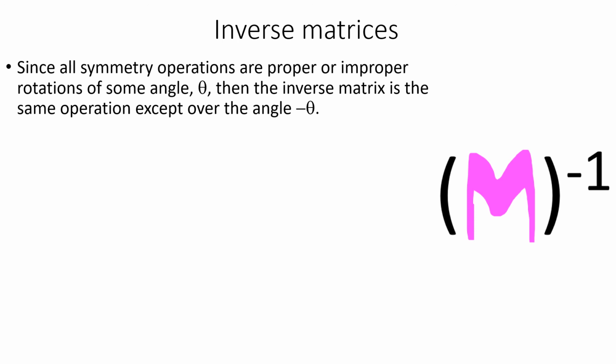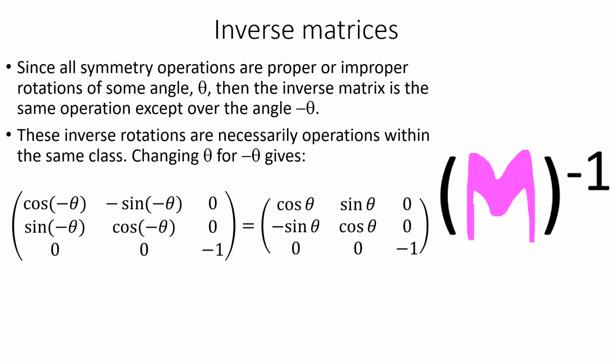And so if you think of every single kind of operation as some kind of rotation by angle theta, then it follows that the inverse matrix would be the same thing except over an angle minus theta. Clearly minus theta will just undo theta. And so clearly if you're going to do an inverse operation, it's going to be in the same class, the same type of operation, just the angle will change. And so what we see here is we've got a general improper rotation, and what we've done is we've changed theta for minus theta.